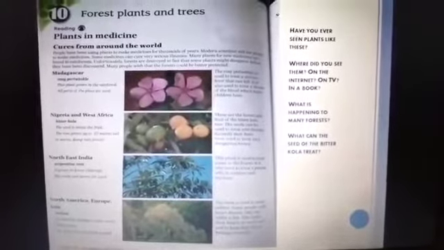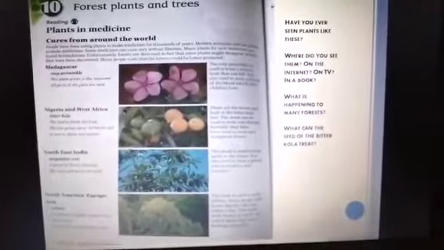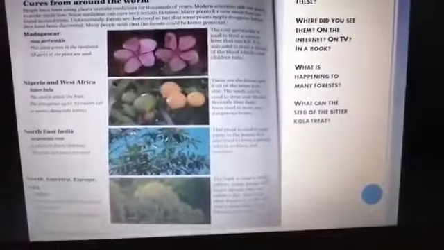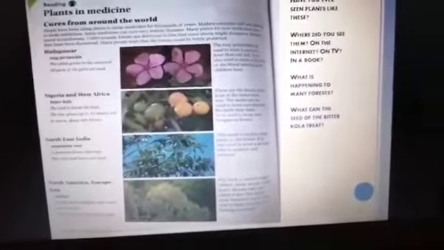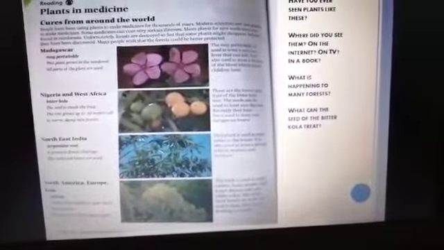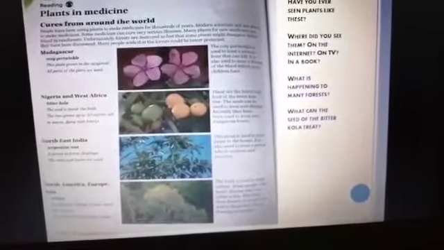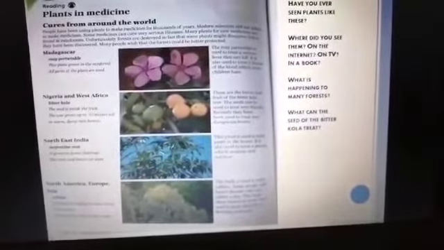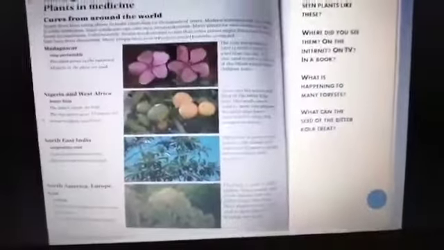This is Unit 10. Look at the pictures. Have you ever seen plants like these? If yes, where did you see them? On the internet? Maybe. On TV? Or in a book?